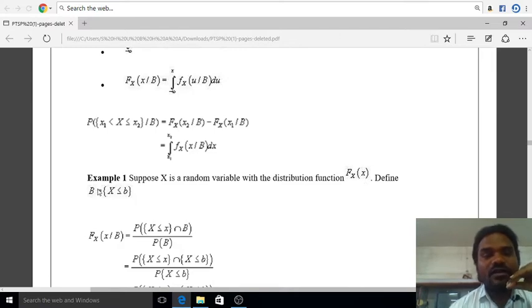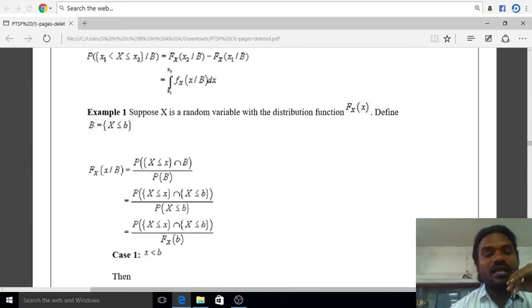Define an event B. Now we have to define the event B equals x less than or equal to b, where x is a random variable and b is a constant. Here they are defining the random variable x to be less than or equal to b, where b is a finite value. By making use of this condition we have to calculate the conditional distribution given the event B, for x less than or equal to small x.